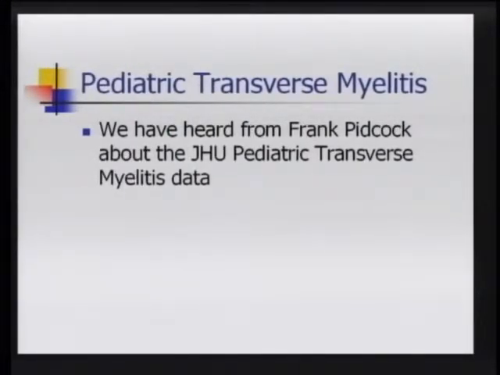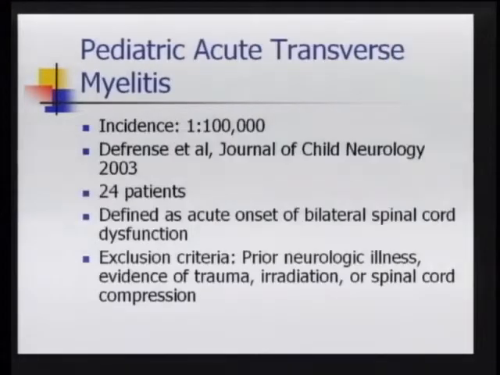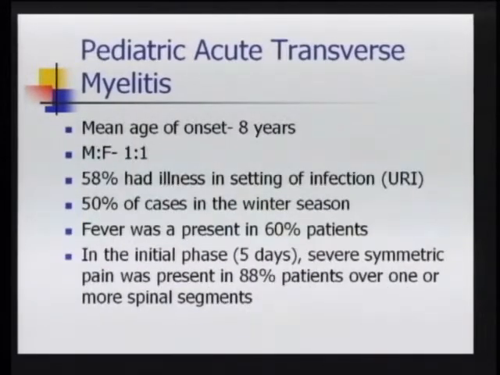So we've heard from Frank about the Johns Hopkins data. Let's talk about the Dufresne study real quickly. This is the other modern study that's been published in the last 20-some-odd years. It came in the Journal of Child Neurology and only had 24 patients. Again, defined as acute onset of bilateral spinal cord dysfunction.